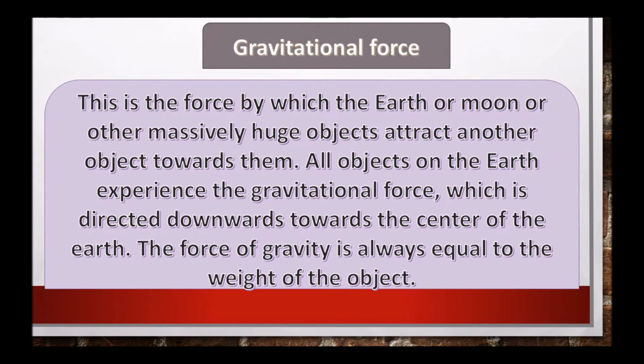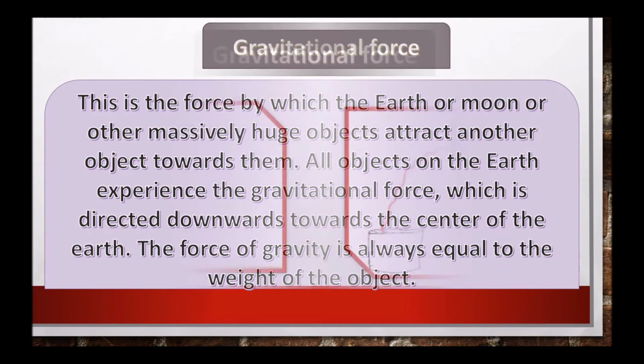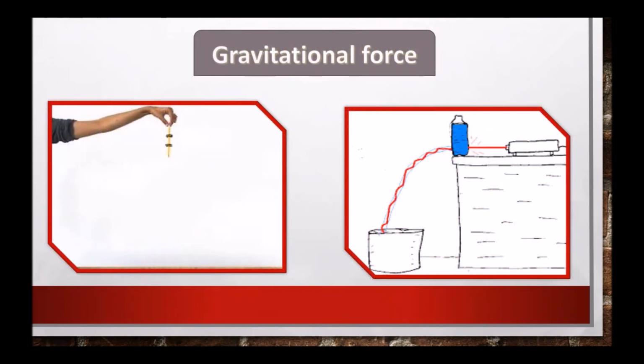So, gravitational force. This is the force by which the Earth or a moon or other massively huge objects attract another object towards them. All objects on the Earth experience the gravitational force, which is directed downwards towards the center of the Earth. The force of gravity is always equal to the weight of the object. This is gravitational force.